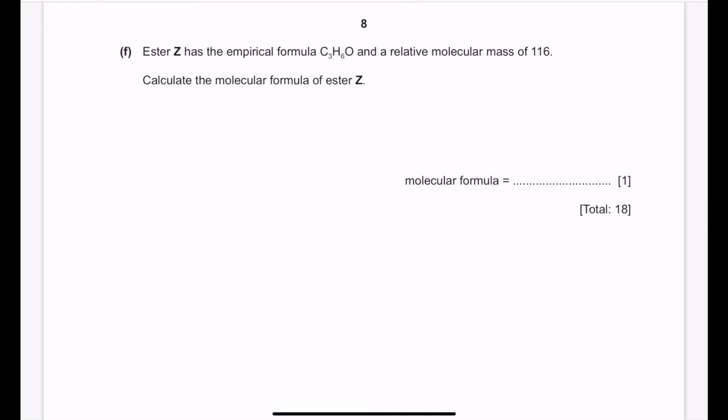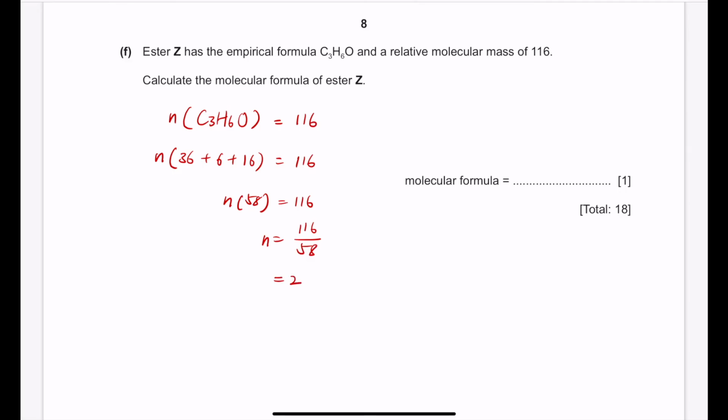Next one, see, given this empirical formula, with relative molecular mass 116. So how to look for the molecular formula? Or how do we turn the empirical formula into molecular formula again? Okay, we need to look for the factor that we have to multiply into the empirical formula to get the molecular formula with a mass of 116. Okay, so 3 carbons, 12 multiplied by 3, you get 36 plus 6 plus 16. So eventually you get 58. So n equals 116 divided by 58, you get 2. So you see n equals 2. So you multiply by 2 inside, eventually you get C6H12O2. Alright, so this is how to look for the molecular formula.